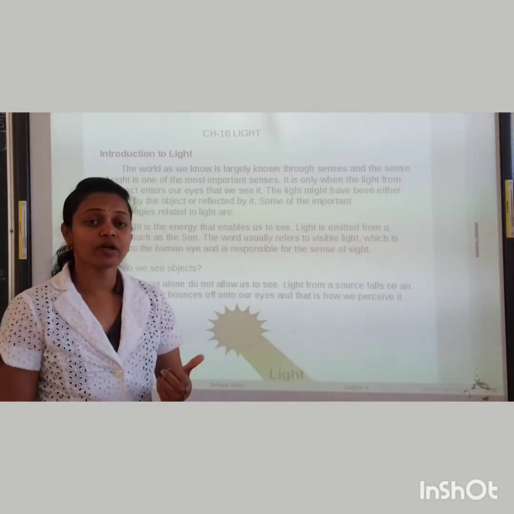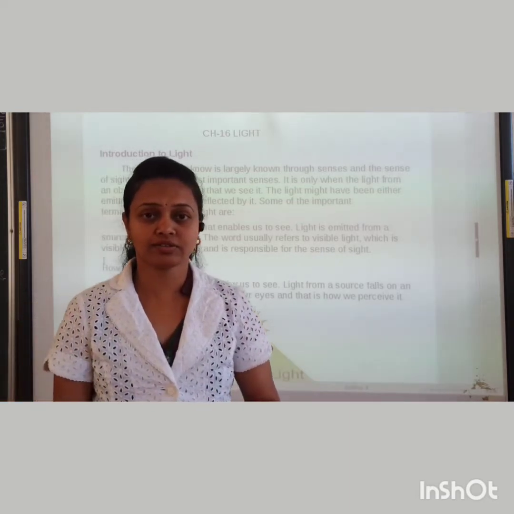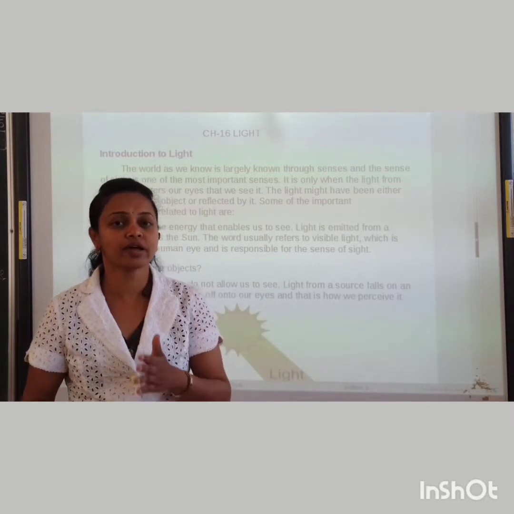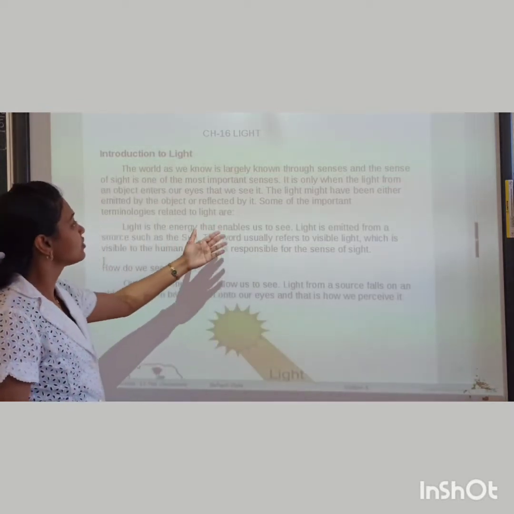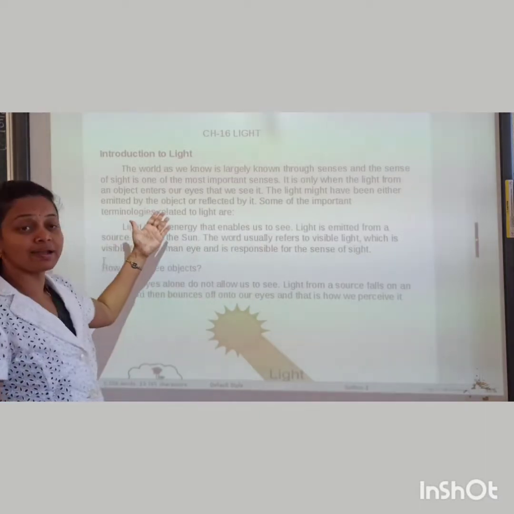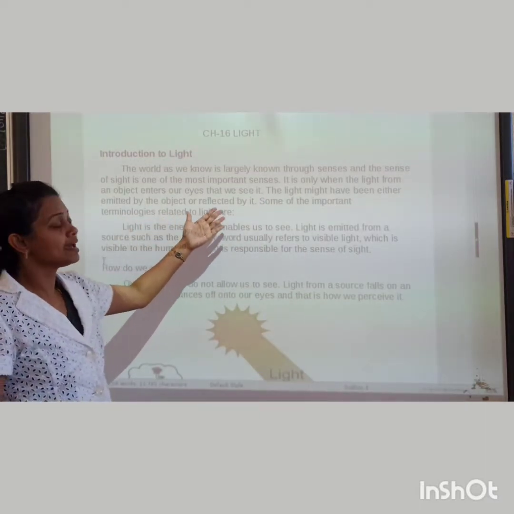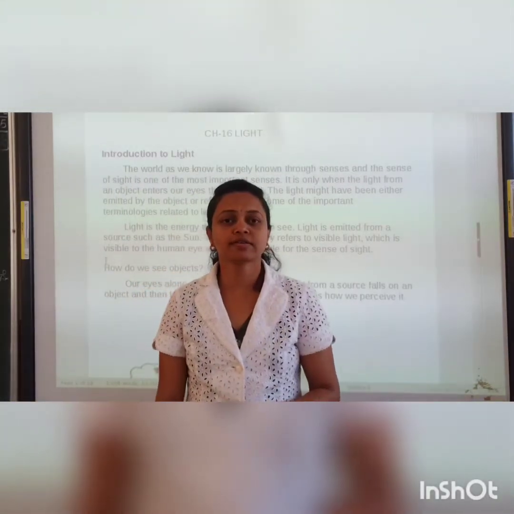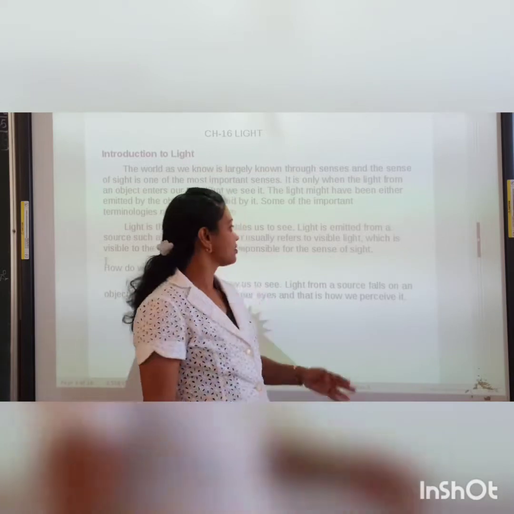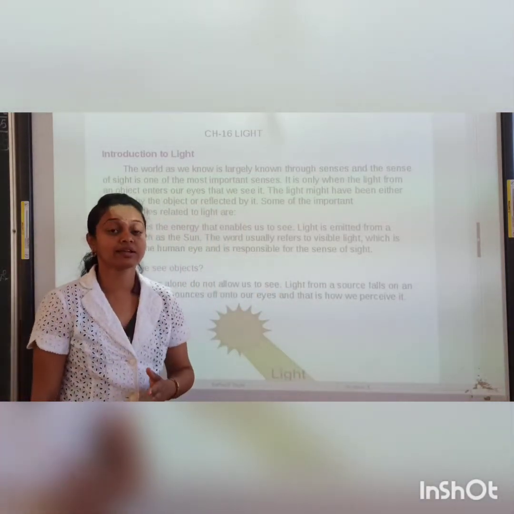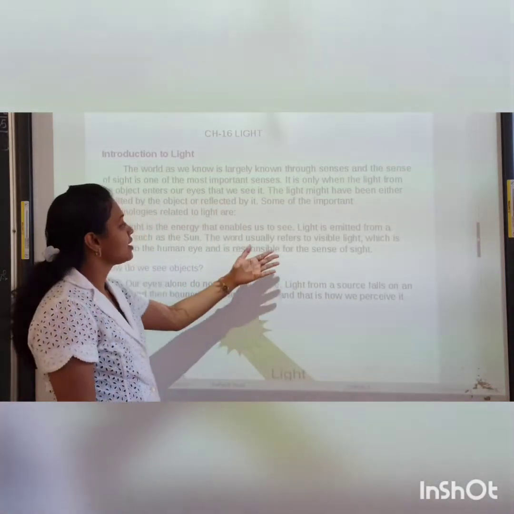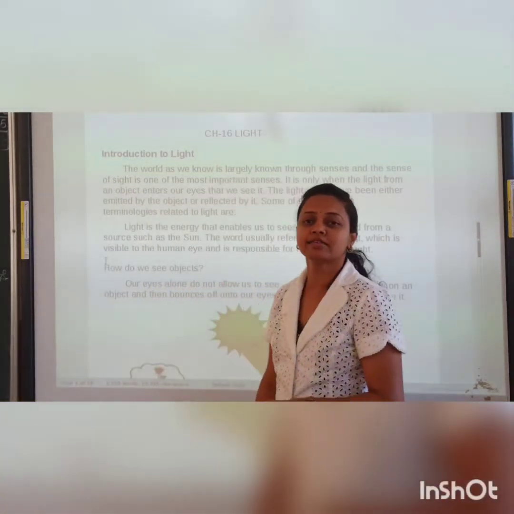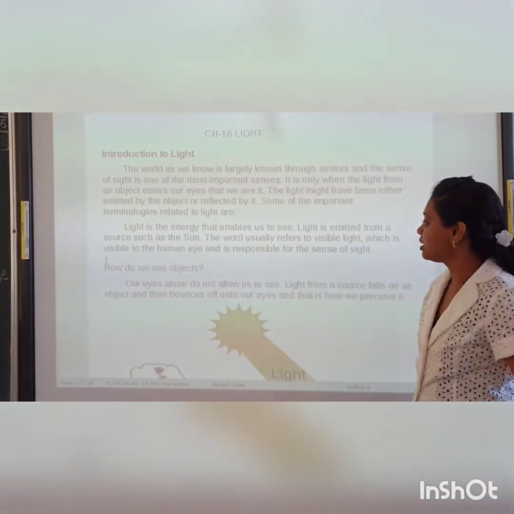In the last class we studied the sources of light. In that, luminous as well as non-luminous bodies we also studied. Right? It includes that the light might have been either emitted by the object or reflected by it. Some more important terminologies related to light: light enables us to see. Light helps in vision. Light is emitted from a source such as the sun. Ultimately, children, the sun is the source of light.